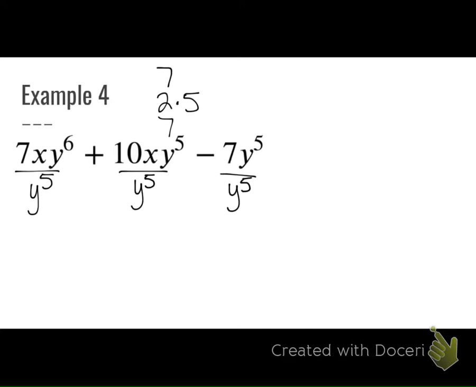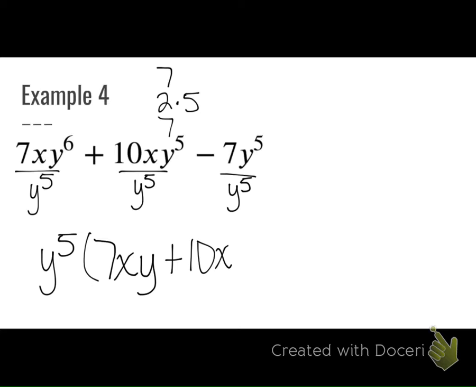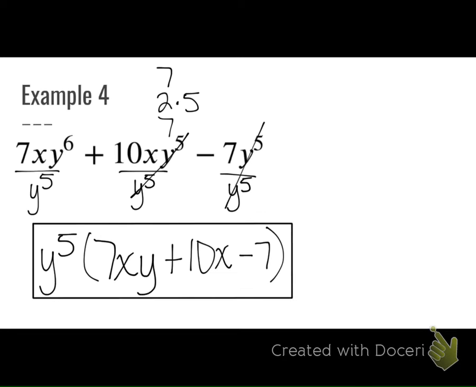All right, when we do that, our GCF goes outside our parentheses, and inside we put our leftovers. So for our first term, we know there's going to be 7x left over. And if we subtract our exponents, we get y to the 1st, just y. Plus, again, 10x, that's not changing. The y to the 5ths would cancel out completely. Minus 7 isn't changing, but again, the y to the 5ths would totally cancel out. And this would be our factored form.